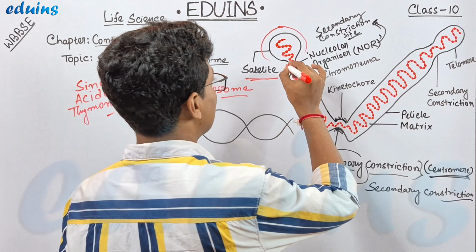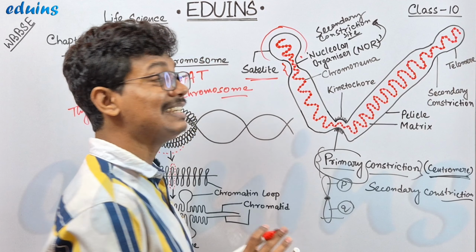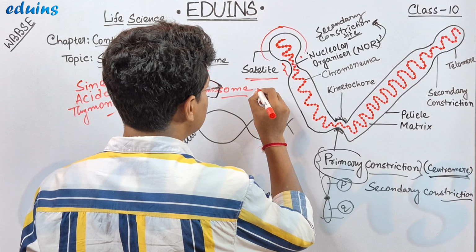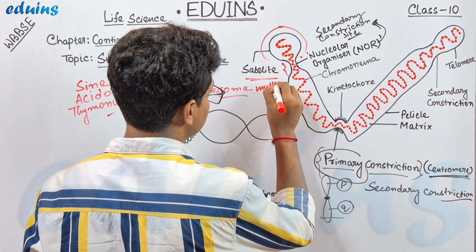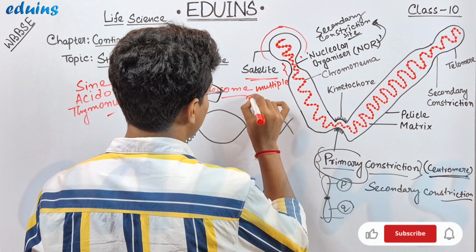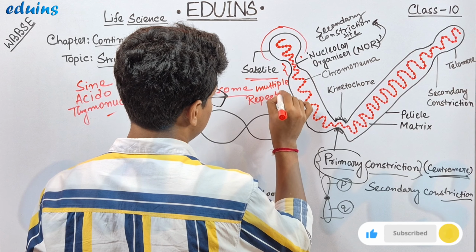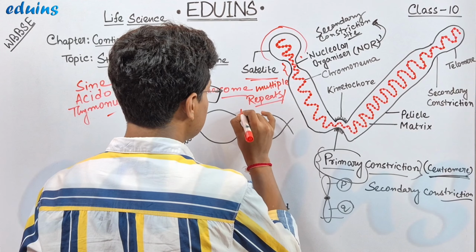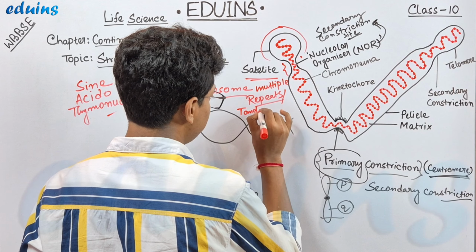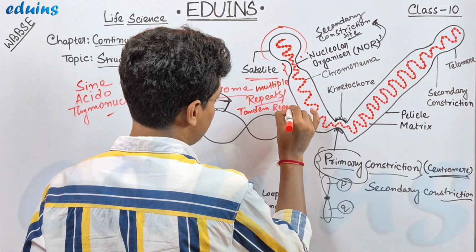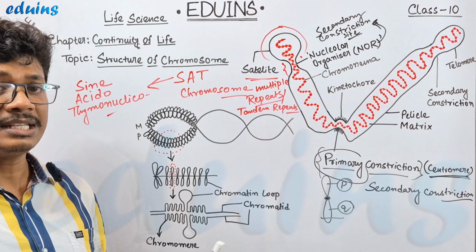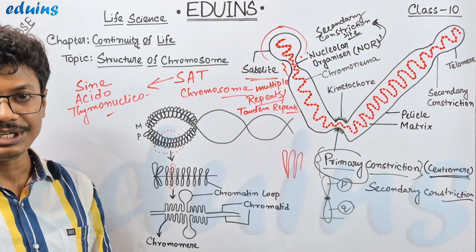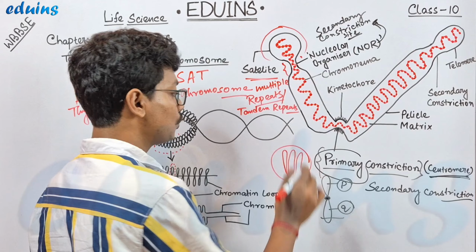Especially this NOR region, or the secondary constriction region, contains multiple repeats, or tandem repeats. This is also known as tandem repeats. Okay, what is this? There is very much repetition in the sequence of DNA or the sequence of the chromosome.